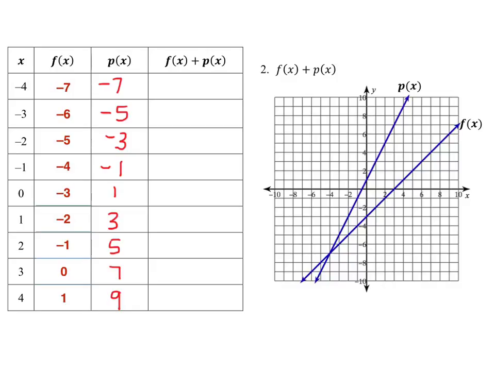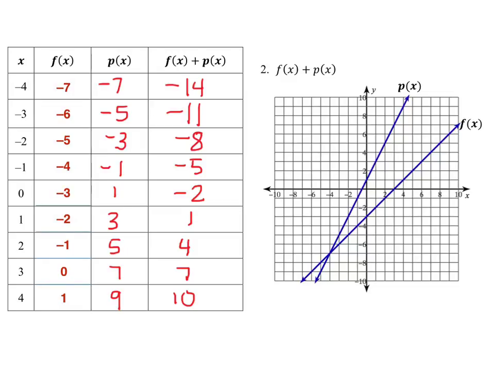What I'm going to do now is I'm just going to add -7 plus -7. It's a -14. -6 plus -5 is -11. -5 plus -3 is -8. Then a -5. Then a -2. A 1, 4, 7, 10. And now I'm just going to plot my points and then connect the dots.